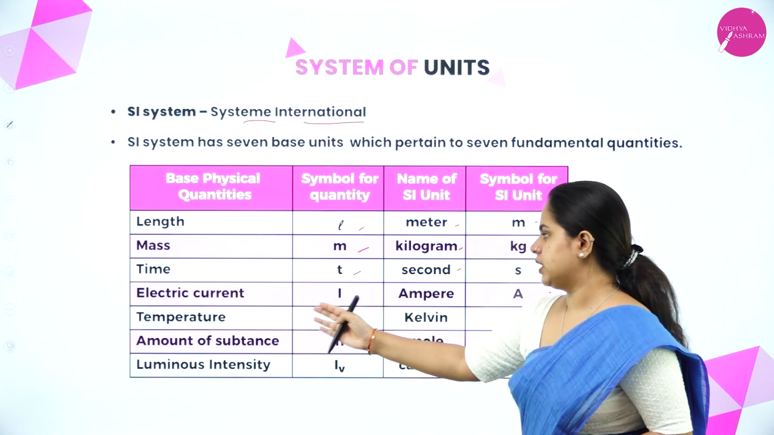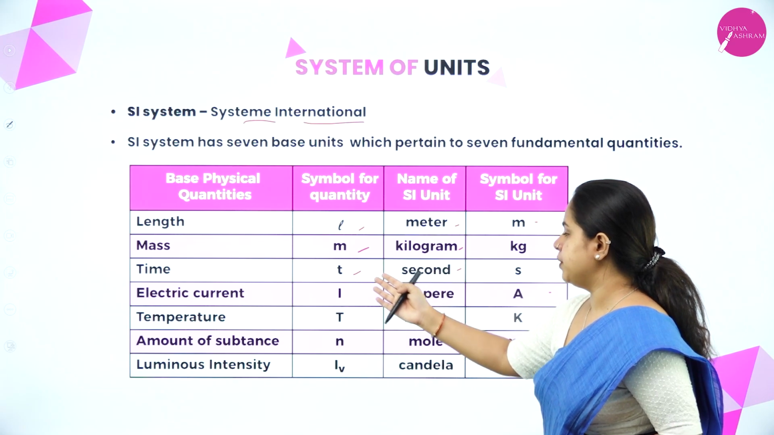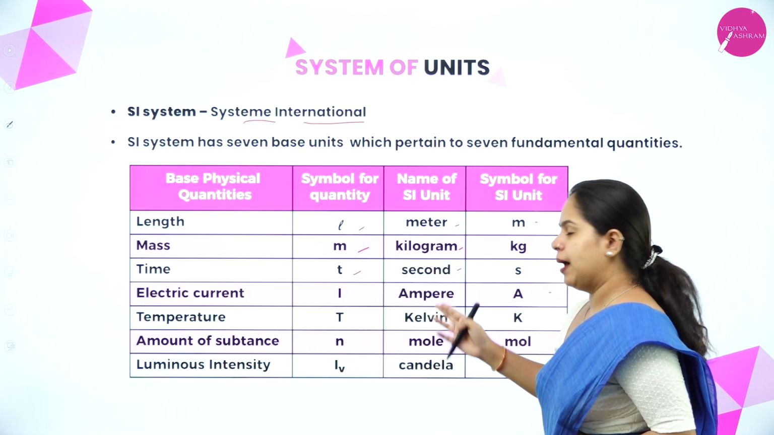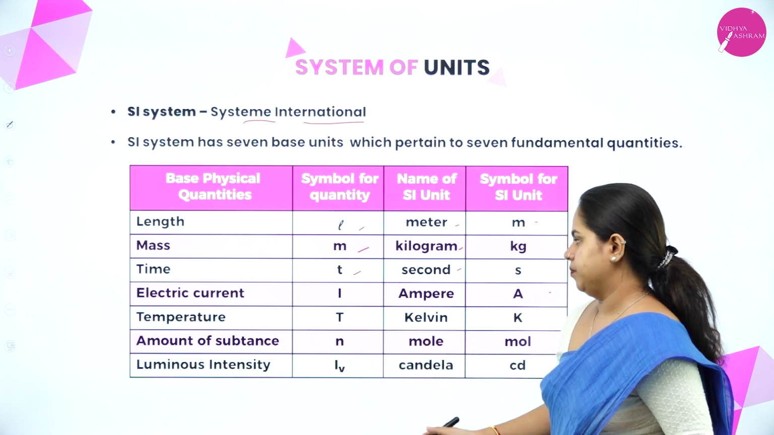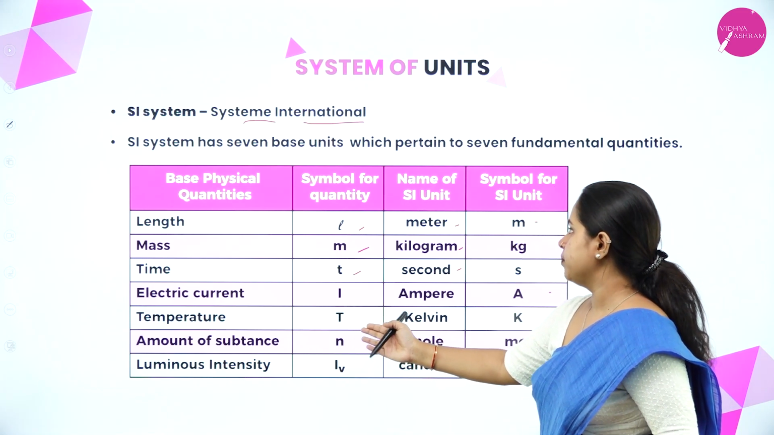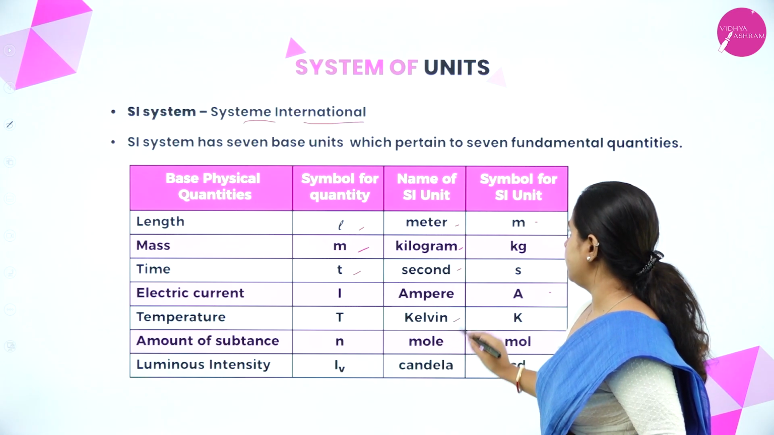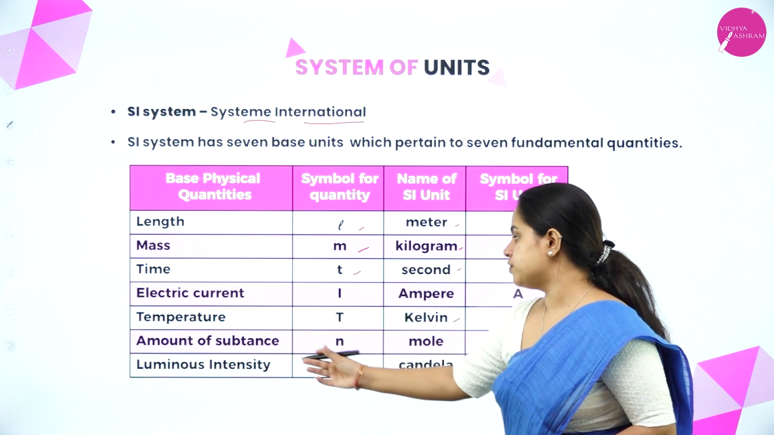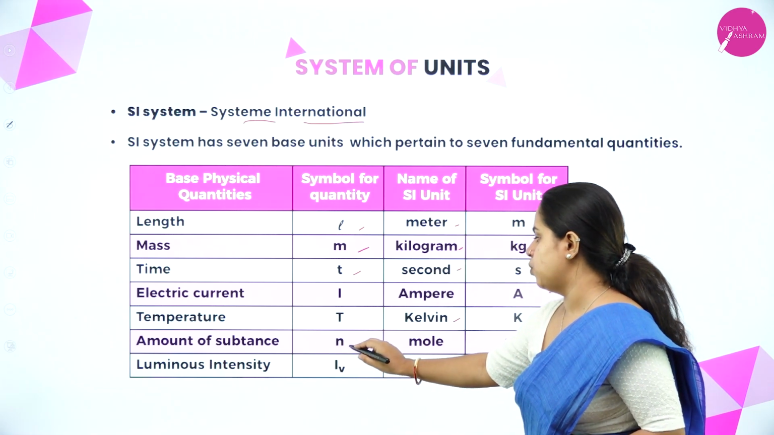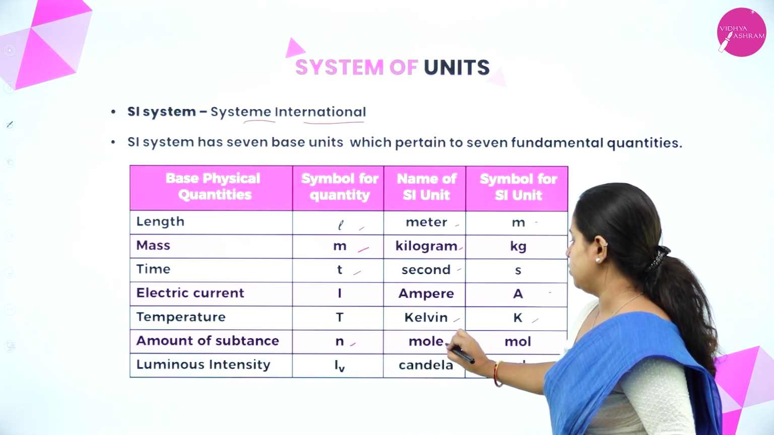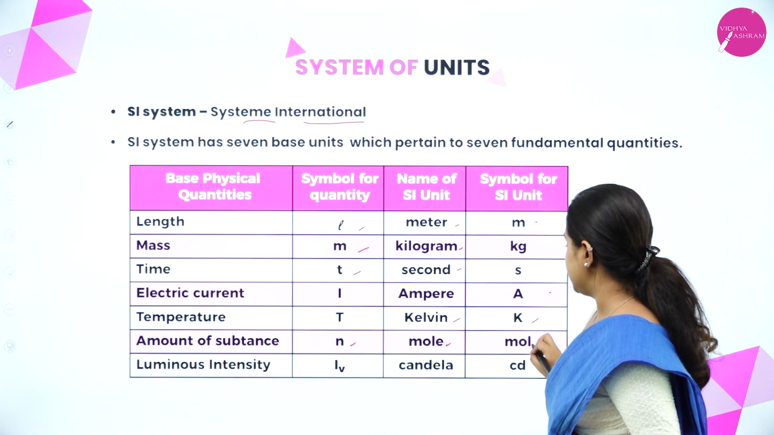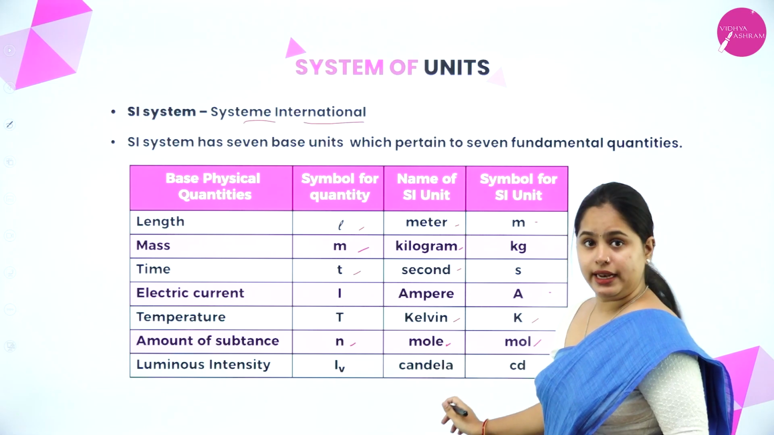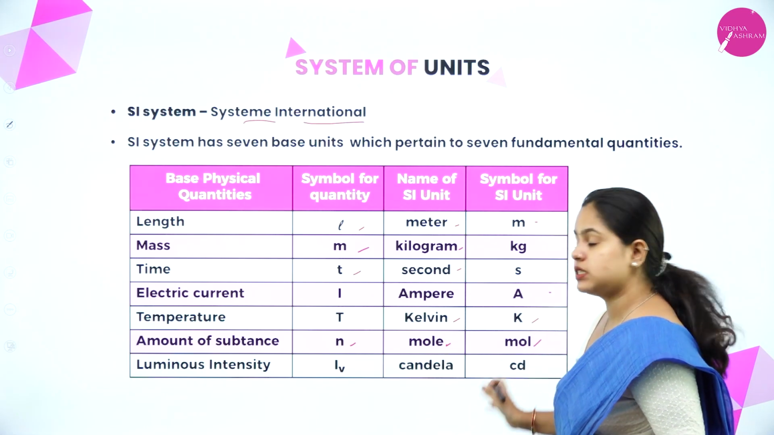Then there is electric current, the symbol for the quantity is capital I. The name of the unit is ampere, represented by capital A. Temperature, capital T. The name of the SI unit is Kelvin and the symbol is capital letter K. Now, for amount of substance, the symbol of the quantity is small letter n and the name of the SI unit is mole and the symbol is mol. So, here the name is mole. The symbol which is used to represent it is mol.